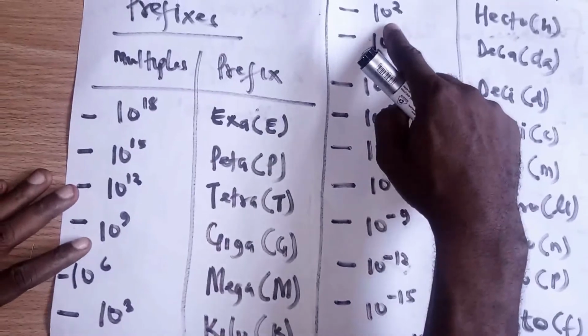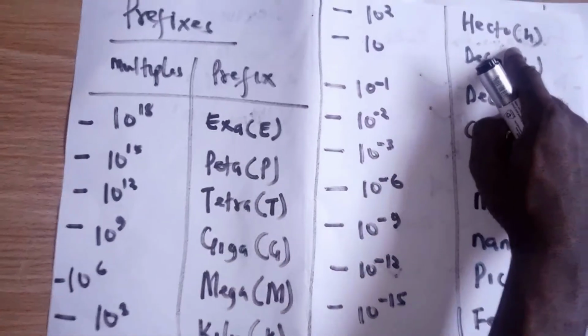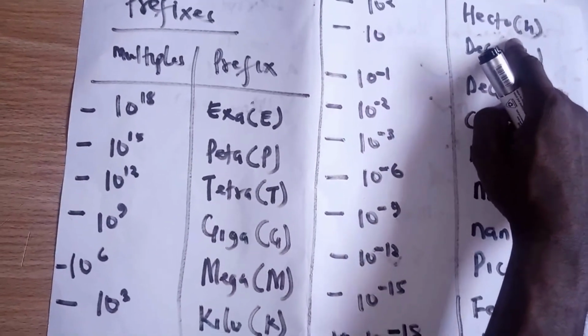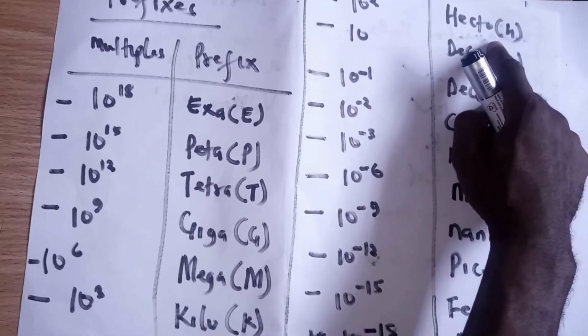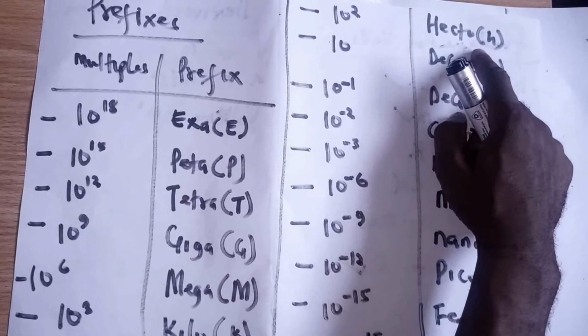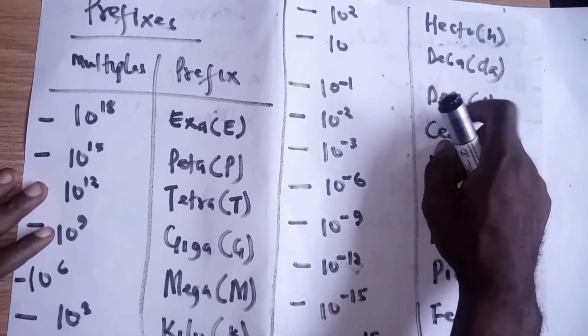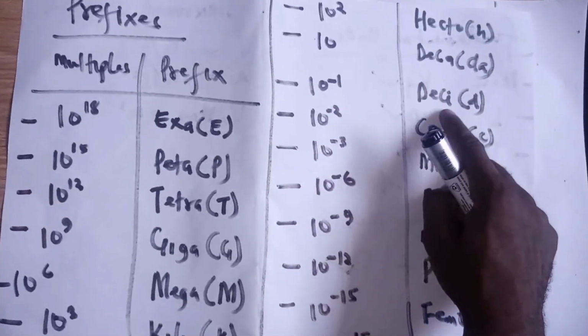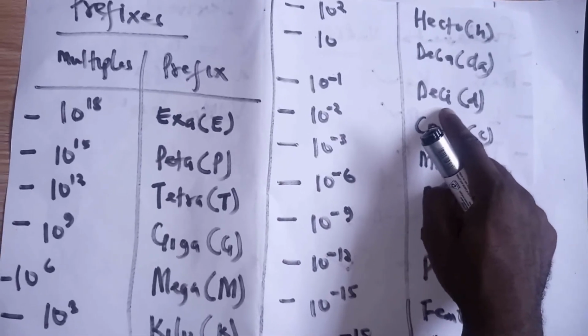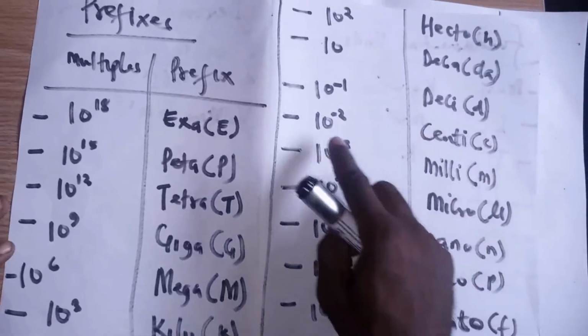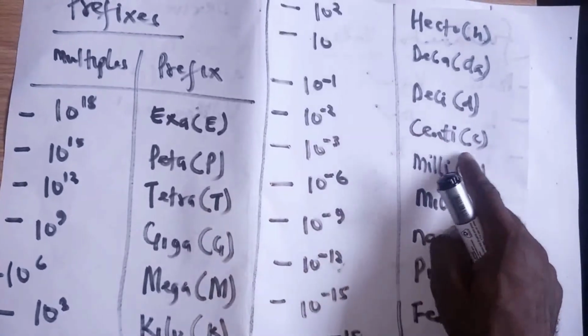We have 10 raised to power 2 as hecto. The commonest one is hectoliters. When we talk about 1 hectoliter, that's 100 liters. 2 hectoliters, that's 200 liters. We have deca, times 10 raised to power 1, and deci. We have decimeter, we have deciseconds and so on. Times 10 raised to power minus 2 is centi.